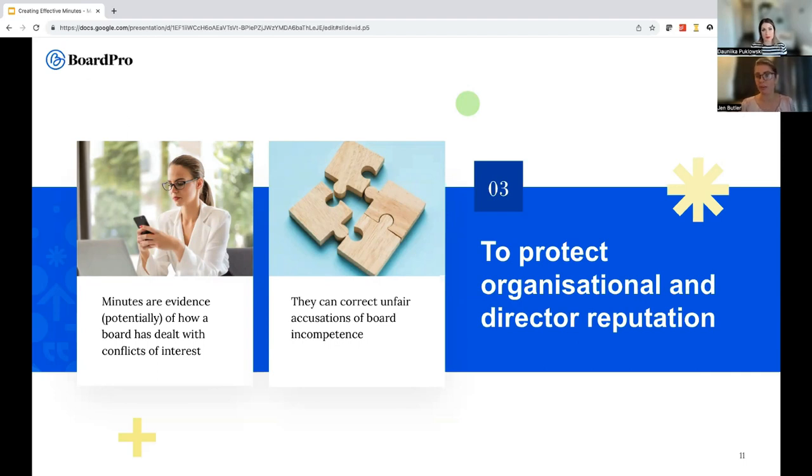It's a little bit different in the UK. In the UK, there's no requirement for conflicts to be managed through legislation. It's literally up to the board to make those decisions.